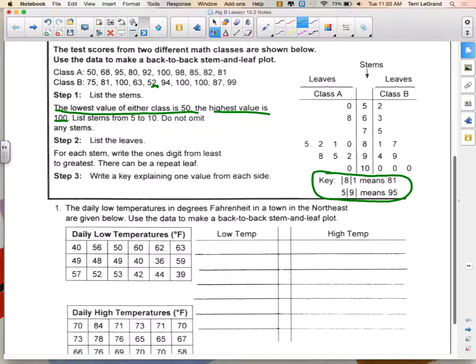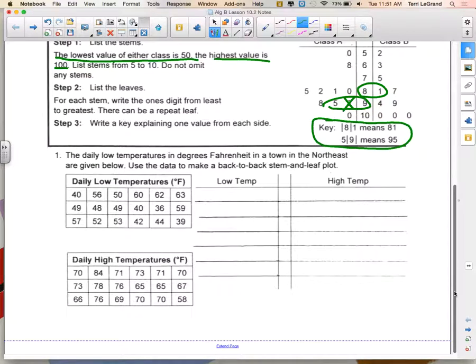You have to tell them how to read it both ways. This is the one reading it from left to right. This is the one that they're showing here: 5 bar 9 means 95. You've got to show them how to read it backwards too, because remember this is 90. That leaf is in the ones place, it's a 5. It's not 59, it's 95. So we need to show the reader here's how you read it forward, here's how you read it backwards. We're going to do a back-to-back one because those are the more challenging ones.